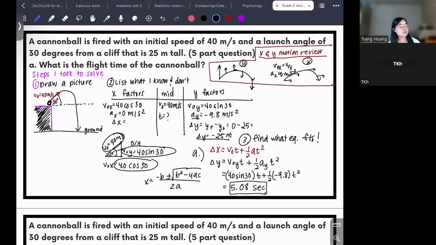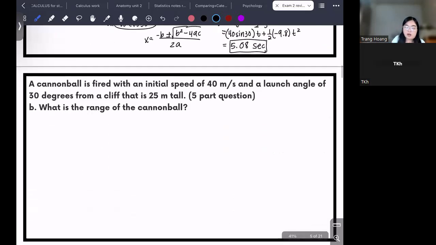I hope she doesn't ask you a quadratic on exam day. I feel like it's not very important. I just don't understand the point of it because we're doing physics, not math. But in any case, just be prepared for it, or be prepared for how you're going to show your work for it. So that was part A.